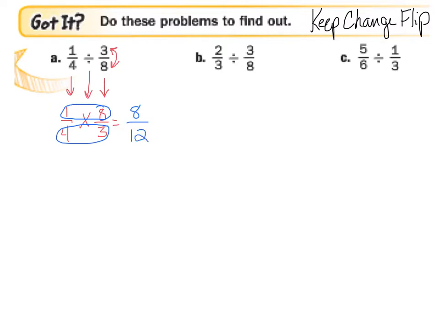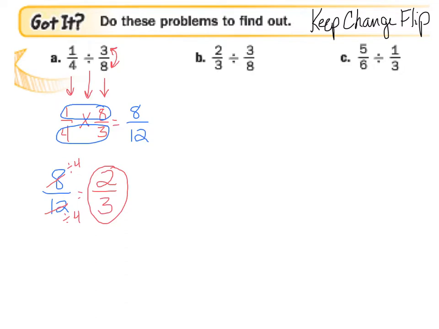So that looks like a really nice answer. It's proper. The numerator is smaller than the denominator. However, anytime we work with fractions, we have to simplify. So I know that 8 and 12 have a factor of 4. So I'm going to divide them both by 4, and I'm going to get simplified down to 2 over 3. So my final answer is actually 2/3.